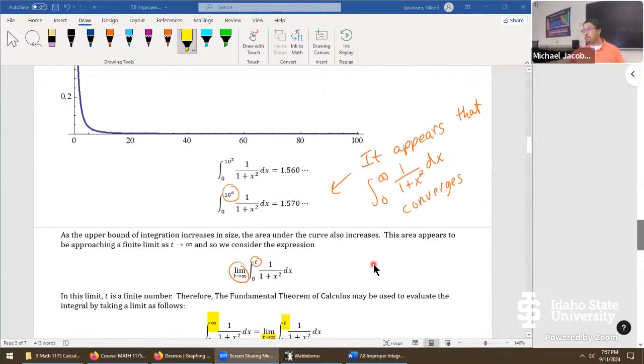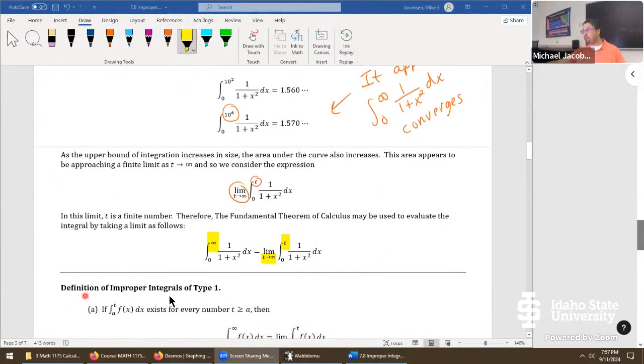Any questions at all, folks, with the run through of the idea behind improper integrals, type 1? Okay, the notes are long only because it takes a minute to say what we're even doing.